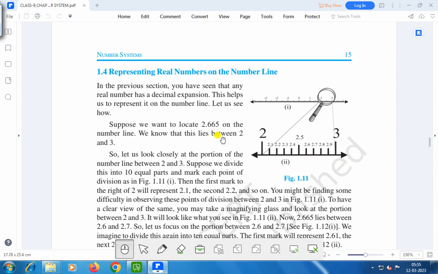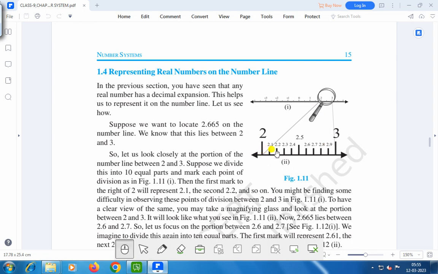Hello everyone. Today we'll discuss representing real numbers on the number line. Here you have a number line represented like this: 0, 1, 2, 3, minus 1, minus 2, minus 3. You have to find a number on the number line between 2 and 3. This is 2 and 3.